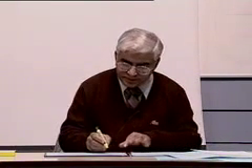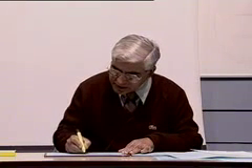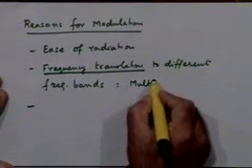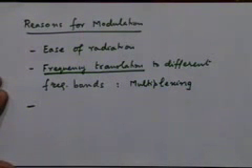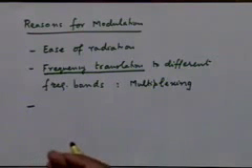Let's talk about other uses or reasons for modulation. This particular application of modulation is called multiplexing. Basically, you are making it possible to transmit multiple signals on the same physical medium by making sure that they are translated to different frequency bands. So this is called multiplexing: multiple signals on the same physical medium at the same time.